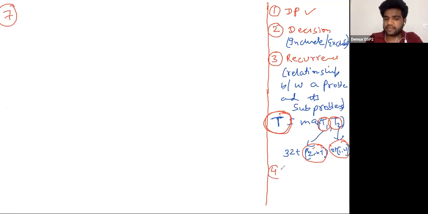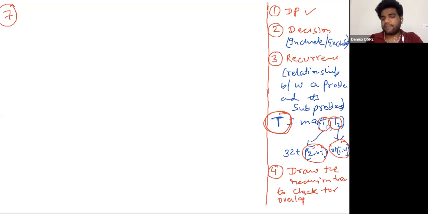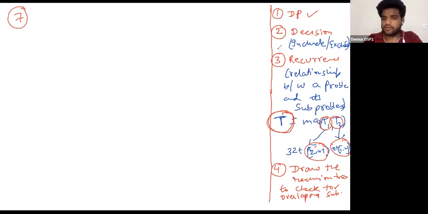Once I know the recurrence relation, I will draw the recursion tree to check for overlapping sub problems. I will draw maybe a couple of levels to check whether there are overlapping sub problems or not. And I saw from the recursion tree that the same sub problem is being solved more than once. So from there, I realized that I have overlapping sub problems which I need to take care of. So this is all that I have done so far.